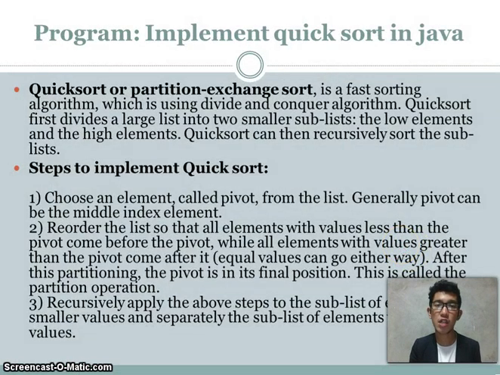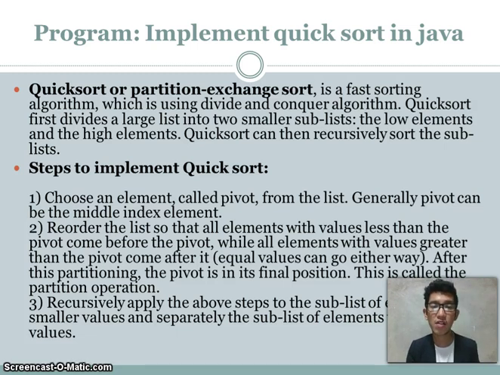Quick sort, or partition exchange sort, is a fast sorting algorithm which uses the divide and conquer approach. Quicksort first divides a large list into two smaller sublists, the low elements and the high elements. Quicksort can then recursively sort the sublists. Steps to implement quicksort. First, choose an element called pivot from the list. Generally, the pivot can be the middle index element.